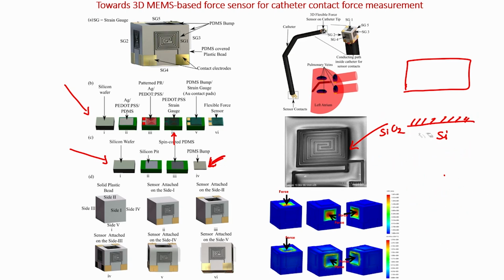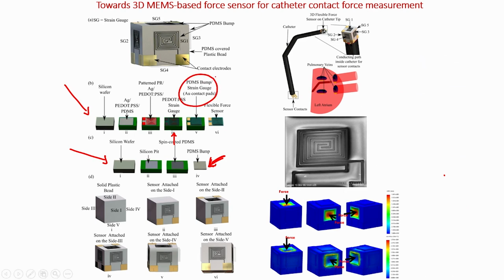Now, this PDMS bump we will stick on our strain gauge, which is fabricated using PEDOT:PSS. After this you can strip off the PDMS substrate from the silicon and you will have a flexible force sensor. Easy, that is what a flexible force sensor is.